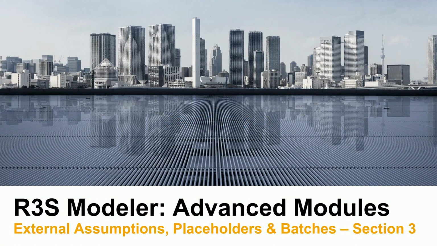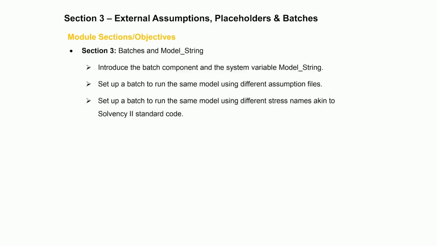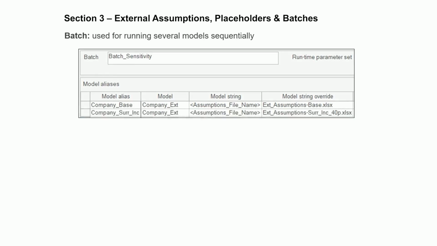Section 3.0. In this section, the objectives are as follows. Introduce the batch component and the system variable model string. Set up a batch model to run the same model using different assumption files. Set up a batch model to run the same model under different stress scenarios, similar to our Solvency II standard code models. Batches are used for running several models sequentially.